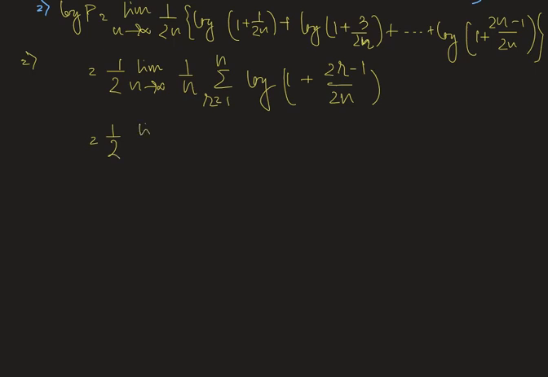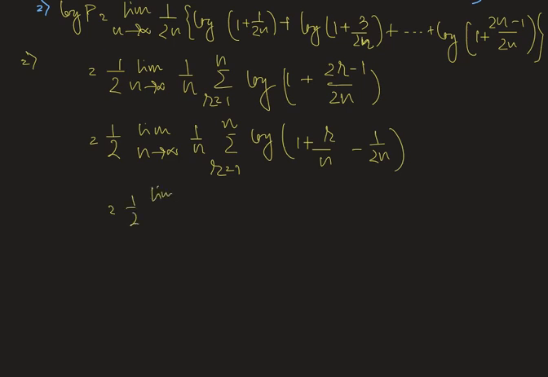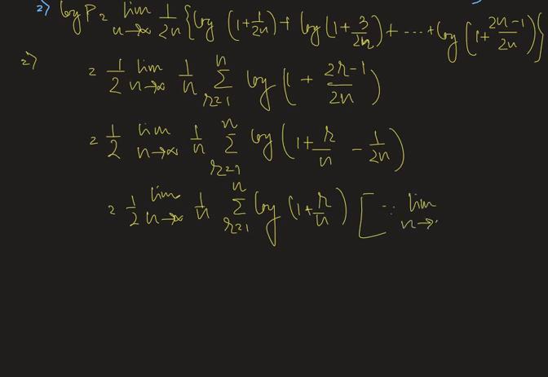Therefore, we can write that limit n tends to infinity half multiplied by limit n tends to infinity 1/n sum over r equals 1 to n of log(1 + r/n - 1/2n). Now it reduces to half limit n tends to infinity 1/n sum over r equals 1 to n of log(1 + r/n), as limit n tends to infinity 1/2n is equal to 0.